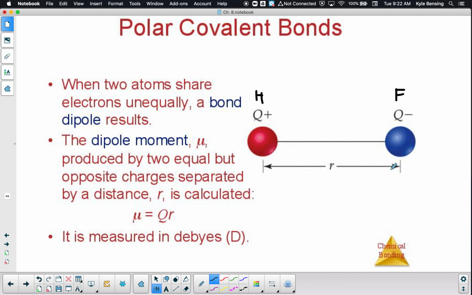And the distance between the two of them also has an effect. So if they're further apart, there's less of a dipole moment, and if they're closer together, there's more of a dipole moment, or something like that. I don't know. You see this right here? We're never going to use that equation. That's another equation that for what we're going to do doesn't matter that much to us. Okay, so let's take a look.